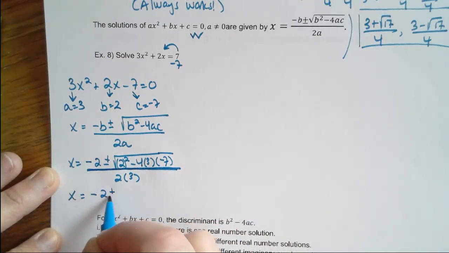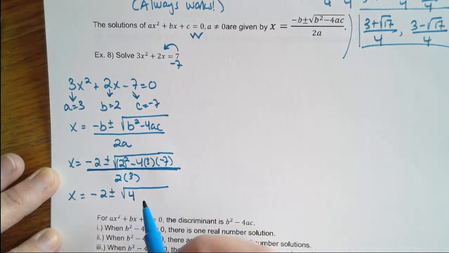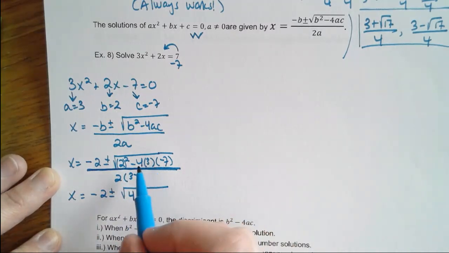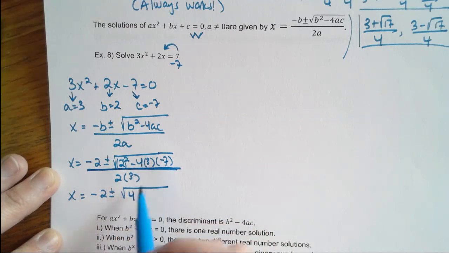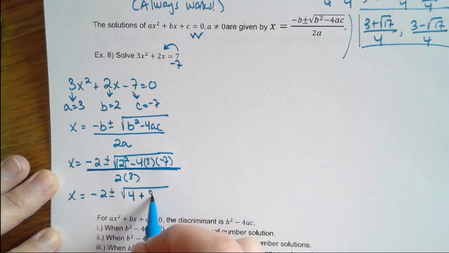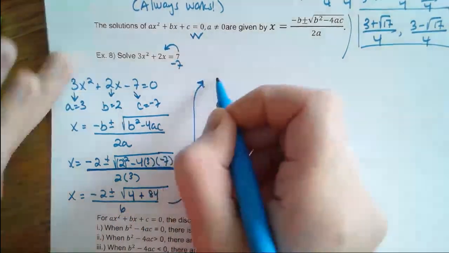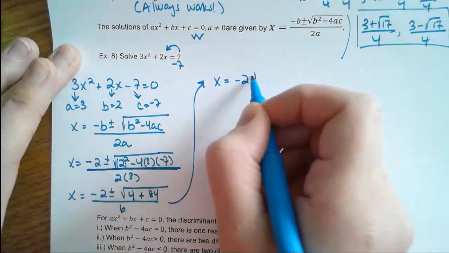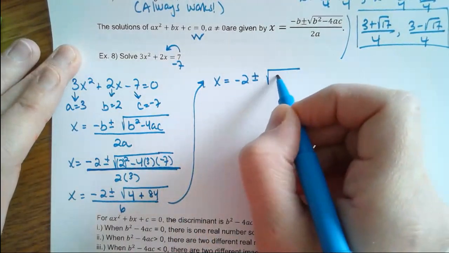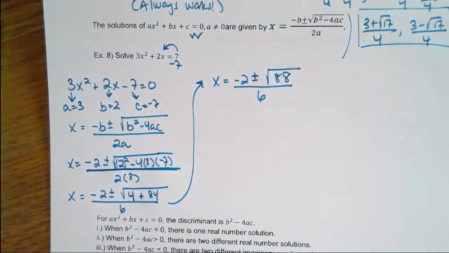So it's negative 2 plus or minus, and I just start to clean it up. 2 squared is 4. Here, let's see, I have the two negatives will cancel. 4 times 3 is 12, times 7 is 84. I have a 6 on the bottom. Four and 84 is 88. And then I'm just going to do a little bit more simplifying.